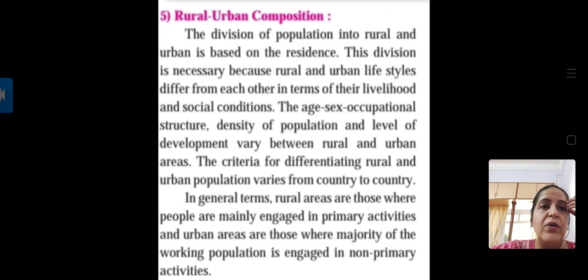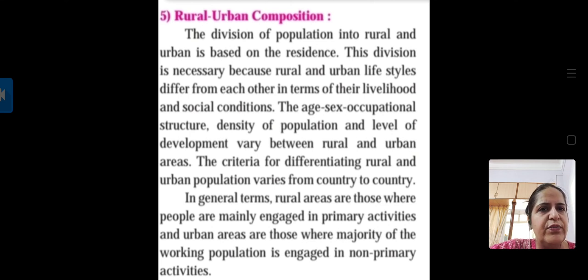Now the rural-urban composition. Rural is connected to village areas, urban is connected to city towns. The division of population into rural and urban is based on residence, where you reside. This division is necessary because rural and urban lifestyles differ from each other in terms of their livelihood and social conditions. Definitely we have a different style of living.